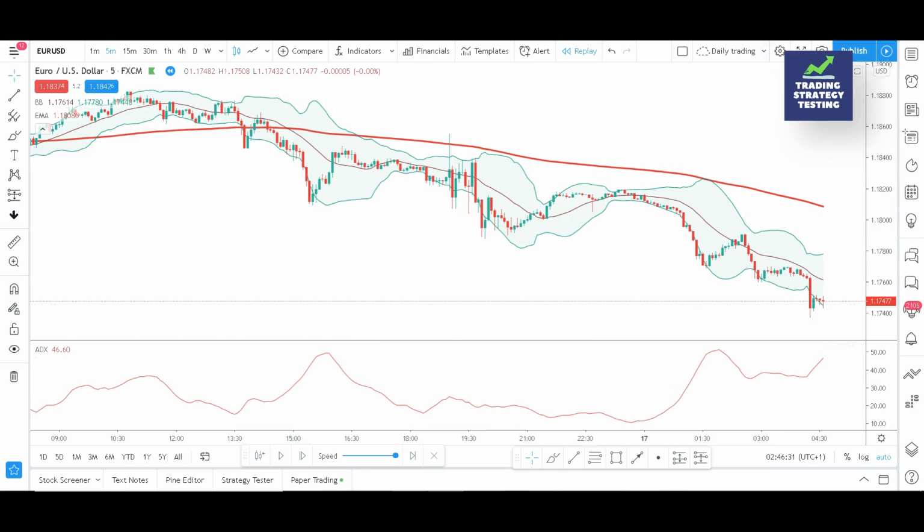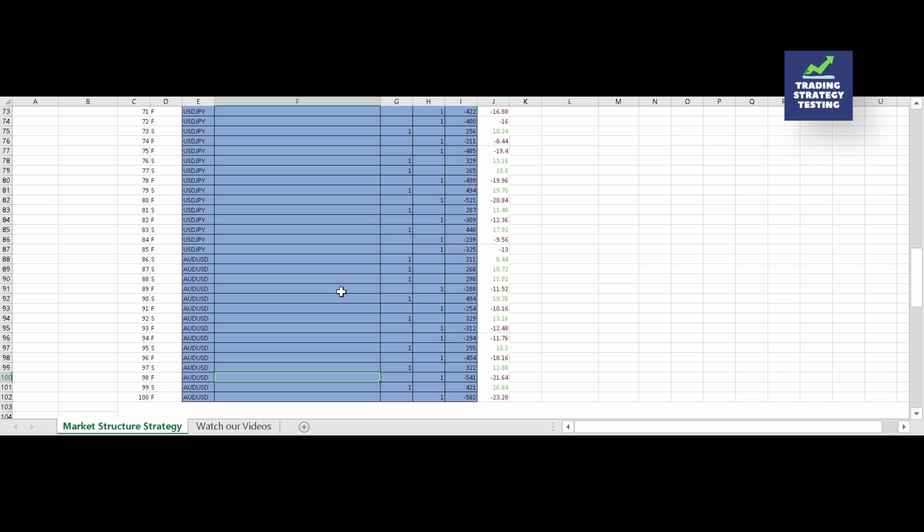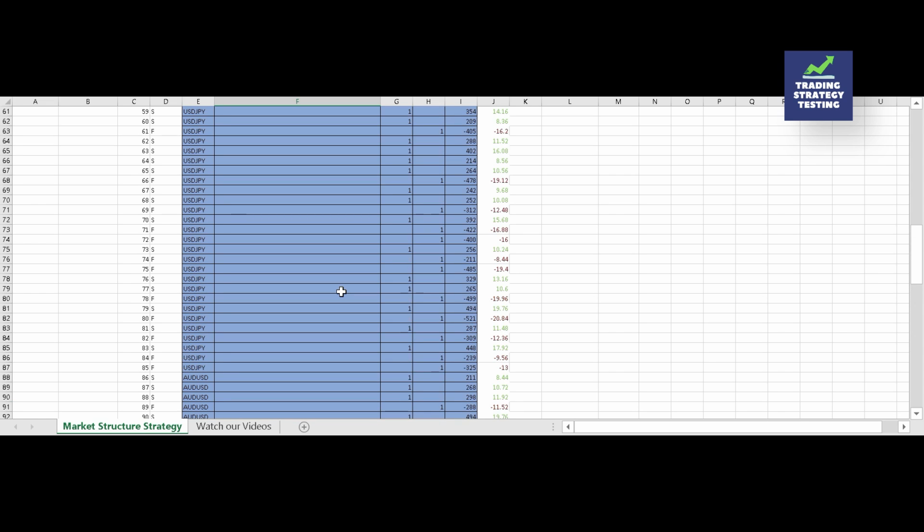Alright, we have just finished back testing the strategy. The process took around 2 hours and 21 minutes. And we have used 3 different Forex pairs, which are the Euro USD, USD JPY and Aussie dollar. The reason is the fact that TradingView does not allow users to go back in time enough while using the replay mode.